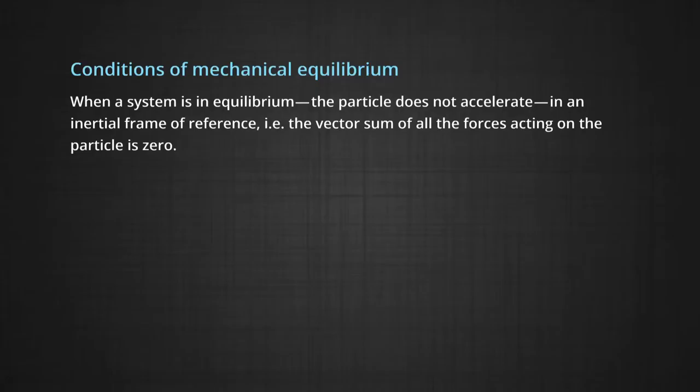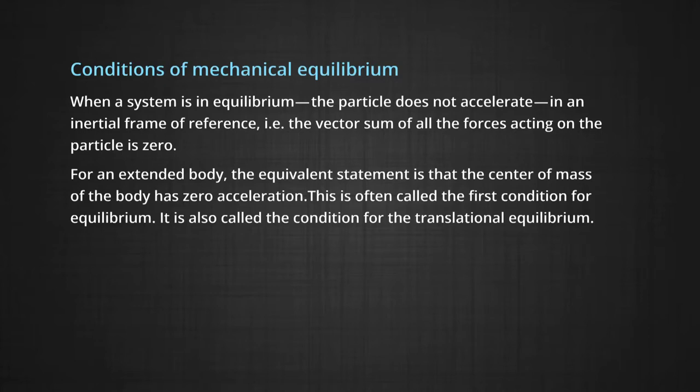The conditions for mechanical equilibrium, as we know, are these. When a system is in equilibrium, the particle does not accelerate as the net force is zero, in an inertial frame of reference. That is, the vector sum of all the forces acting on the particle is zero. For an extended body, the equivalent statement is that the center of mass of the body has zero acceleration. This is often called the first condition for equilibrium. It is also called the condition for translational equilibrium. In vector form, it can be written as F net is equal to 0.